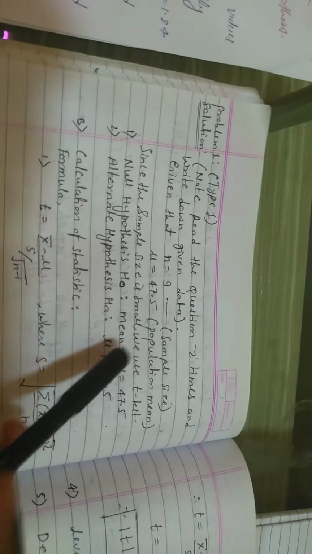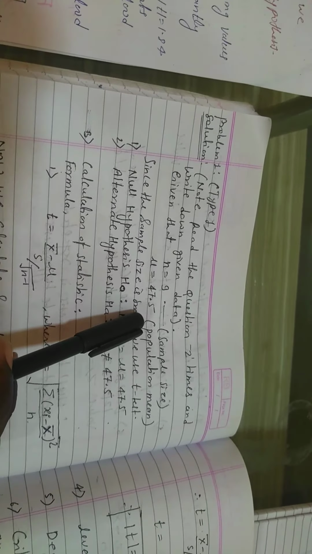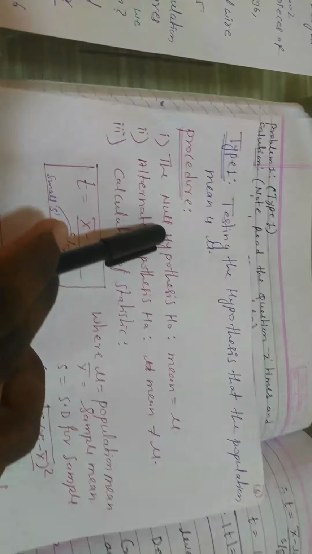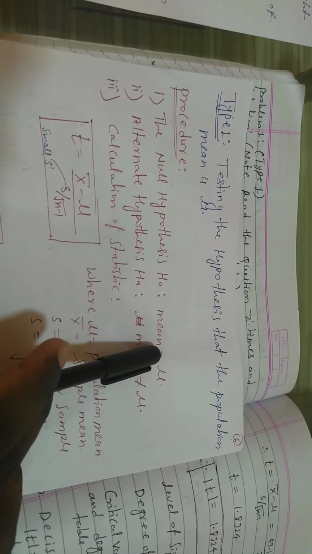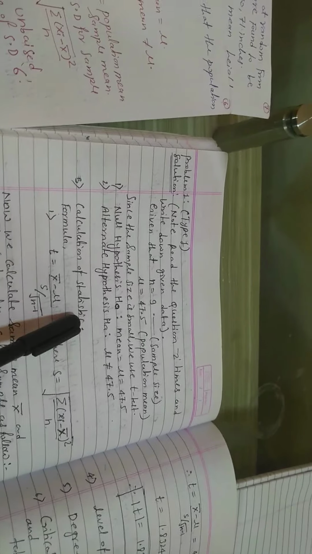first we have to assume the null hypothesis, mean is equal to mu. So here we assume that our mean is equal to 47.5. The alternate is the opposite of this. Now we have to calculate the statistic, so we require this formula. Why do we require this formula? Because in our question there is no word of the unbiased estimator, so here we use this formula.